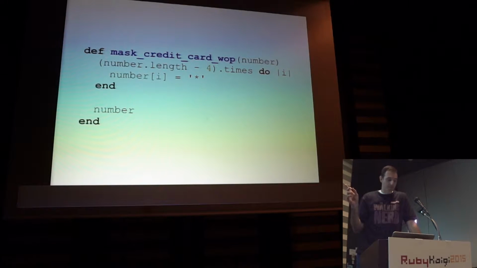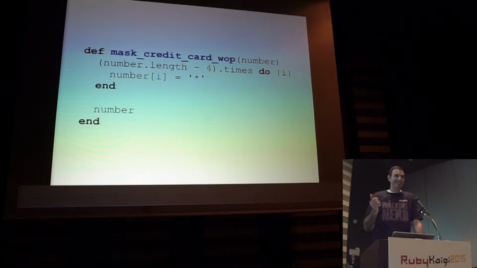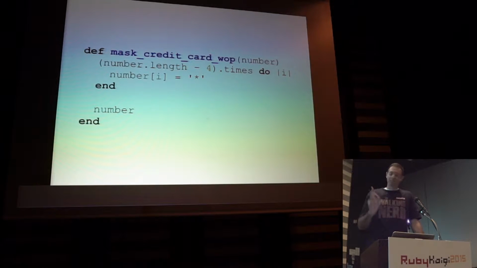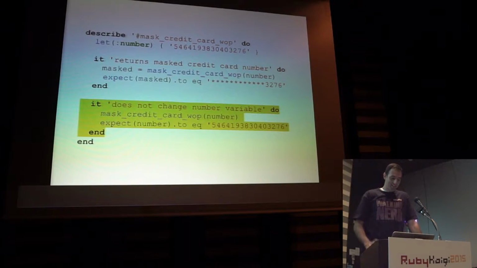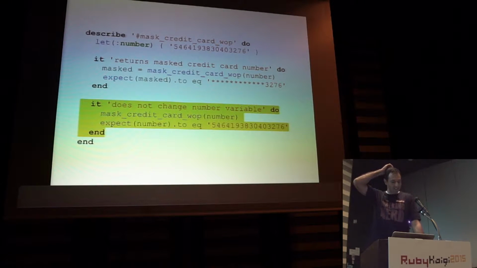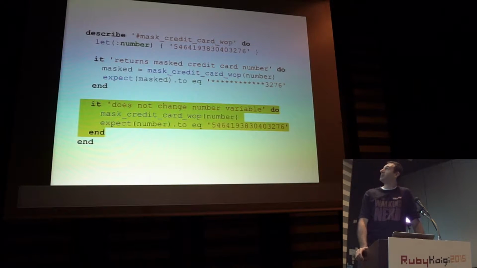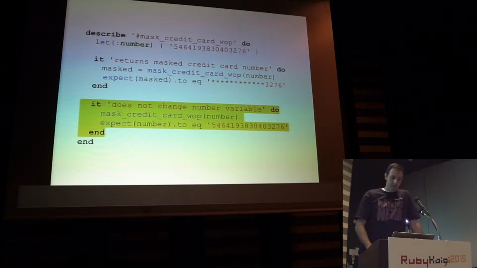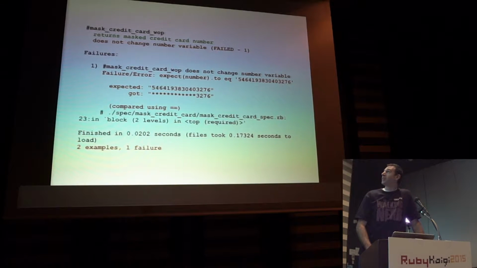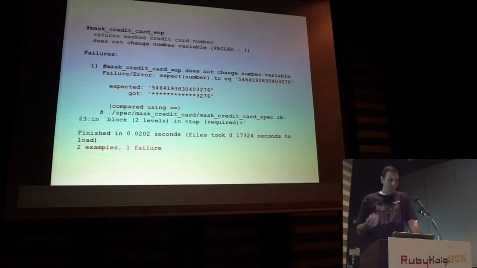It's real code. It works, but not so much. Let's add another test to check the original number variable. And it failed, of course. The value of the number parameter was changed inside the method. Take a look again.